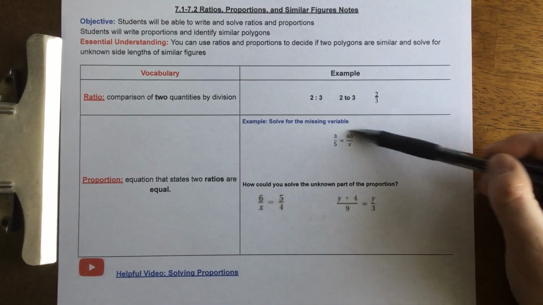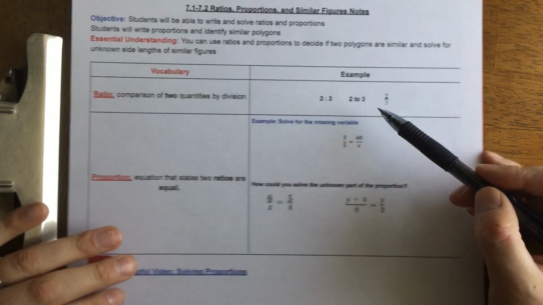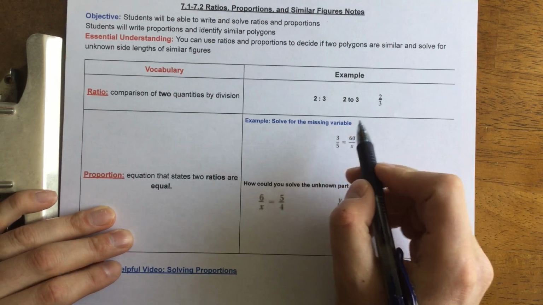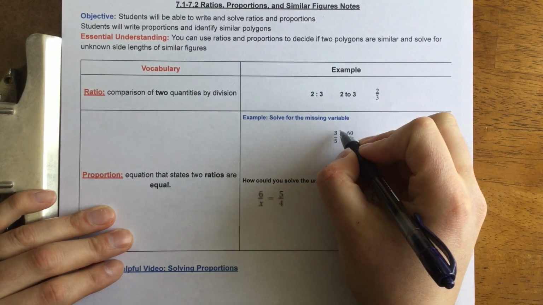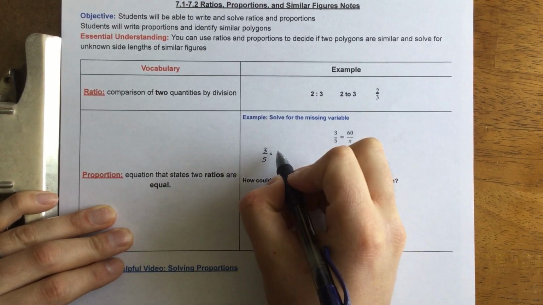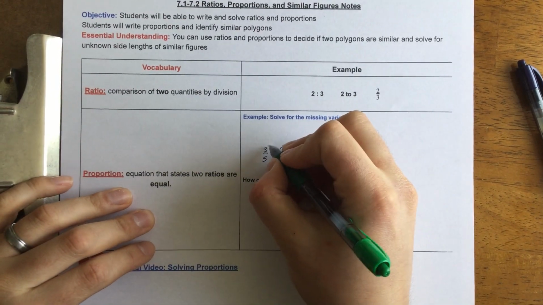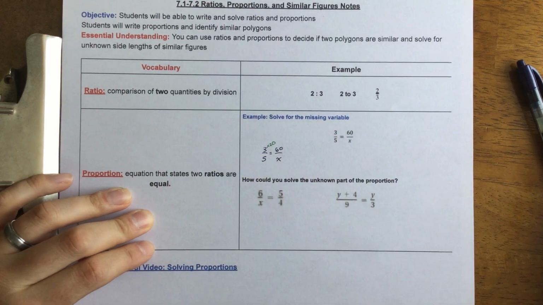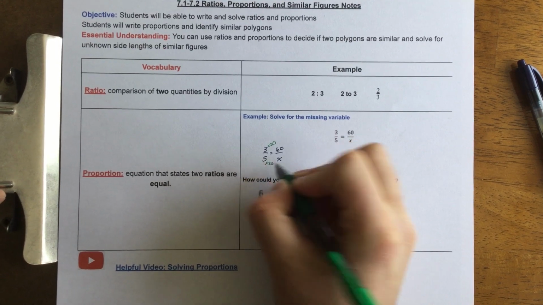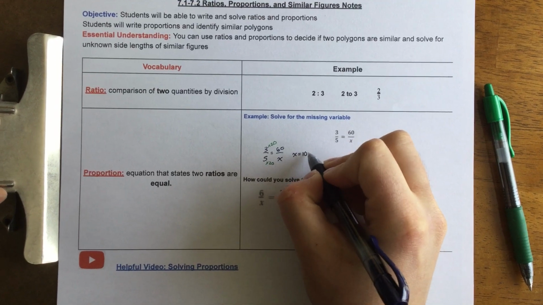So if we were to solve this, there's a couple ways we can do that. Sometimes when you see these numbers, they are much easier to use if you think of it as, what can I multiply 3 by to get 60? So what I could do is write this out in another way. I could say 3 times 20 equals 60. So on the denominator, I could also multiply the denominator by 20. So I would get x equals 100.